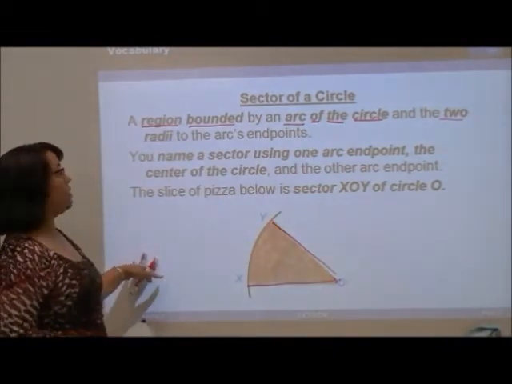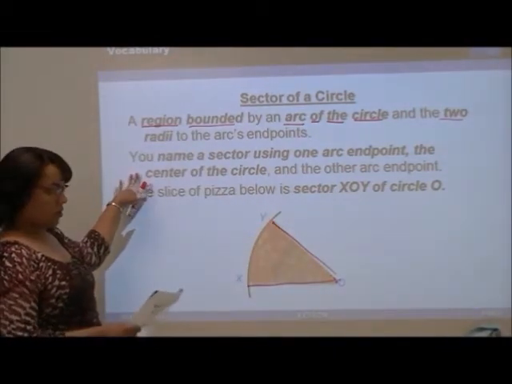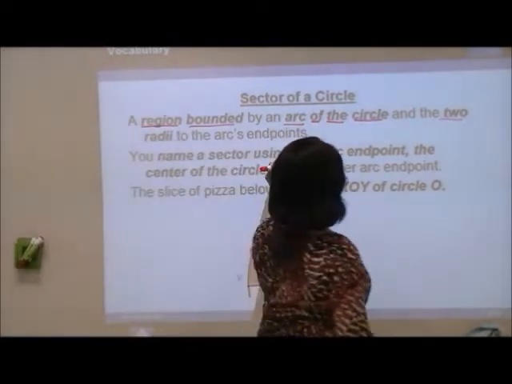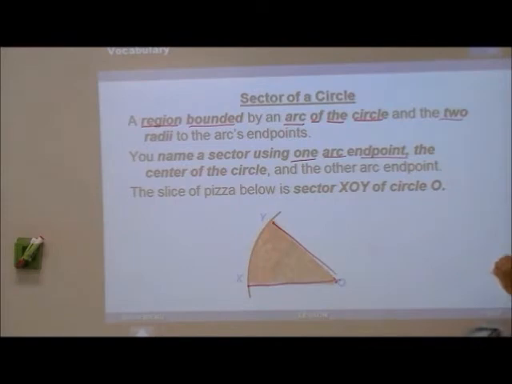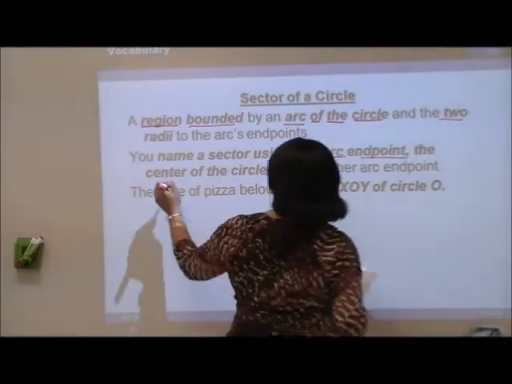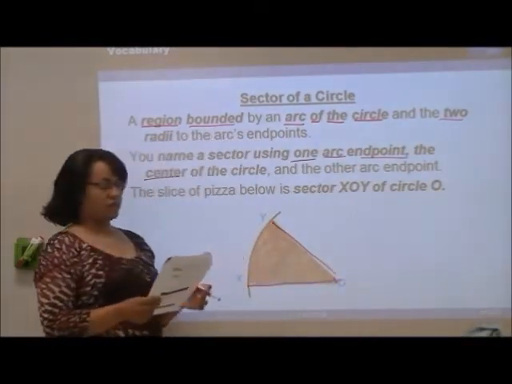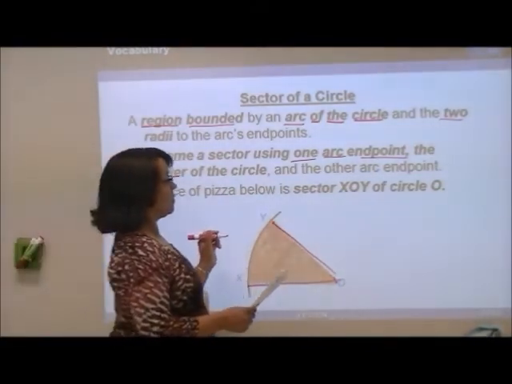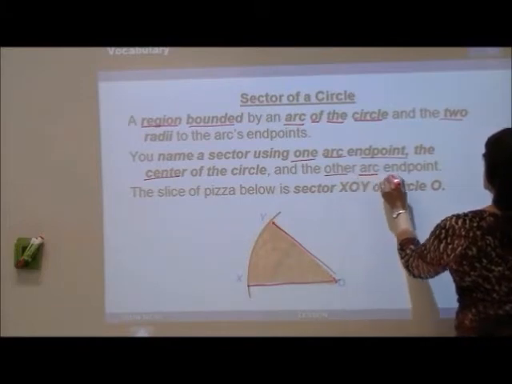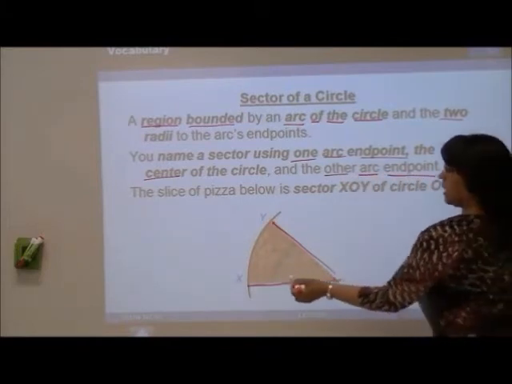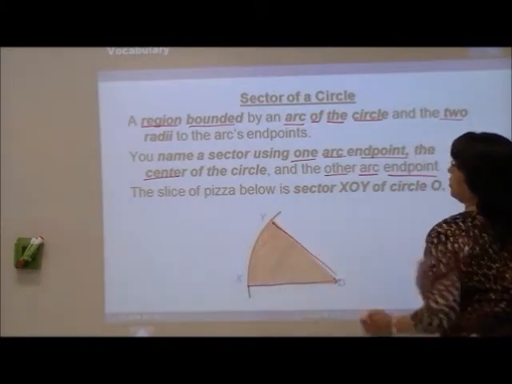Now how do you name a sector? You name a sector using one arc endpoint, the center of the circle, and the other arc endpoint. So let's see what you need to fill in here. One arc endpoint, and then also the center. And then the other arc endpoint. So you're gonna have X, O, Y when you name this.